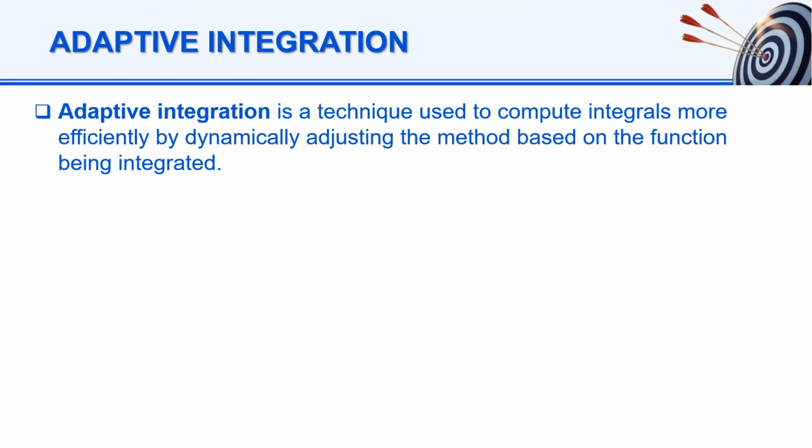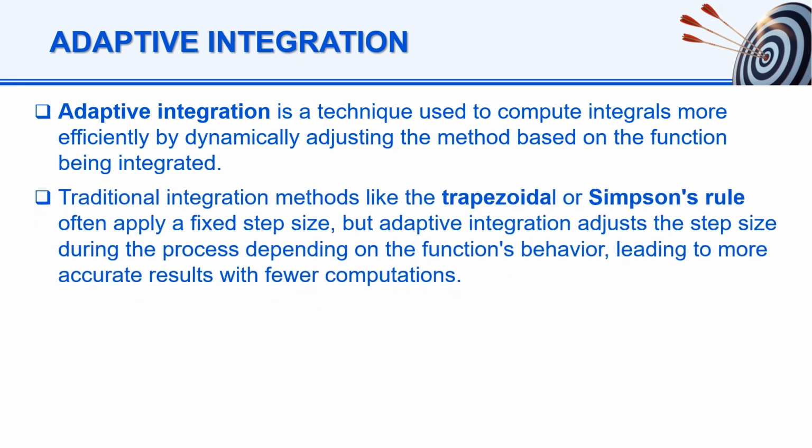Adaptive integration is a technique used to compute integrals more efficiently by dynamically adjusting the method based on the function being integrated. Traditional integration methods like the trapezoidal or Simpson's rule often apply a fixed step size, but adaptive integration adjusts the step size during the process depending on the function's behavior, leading to more accurate results with fewer computations.